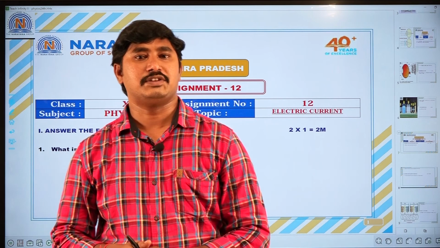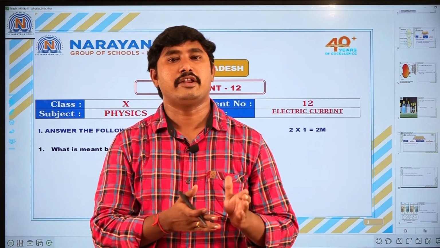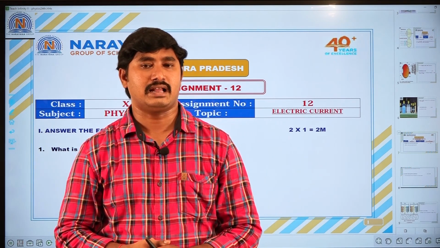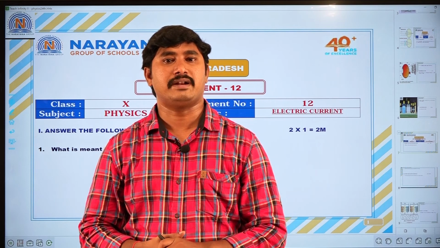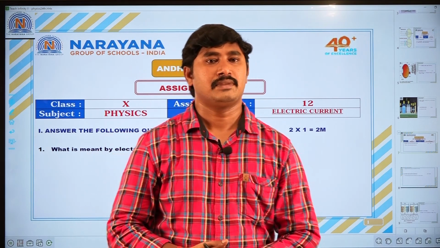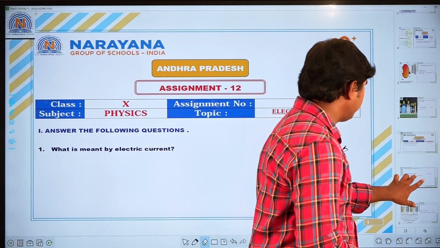Electric current is defined as the amount of charge passing through any area of cross section in unit time. So, simply we can define it as charge per unit time is nothing but electric current. So, that is the answer for question number 1. Next, go to the second question.